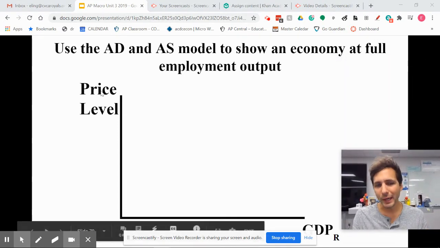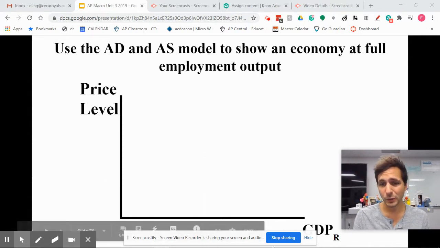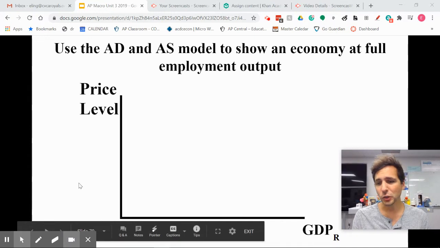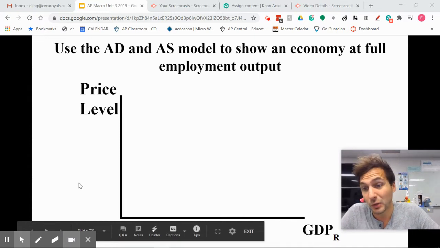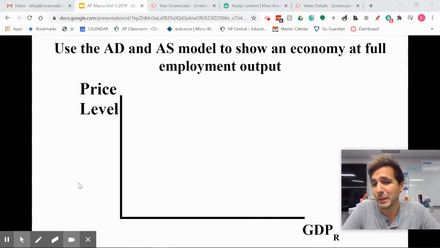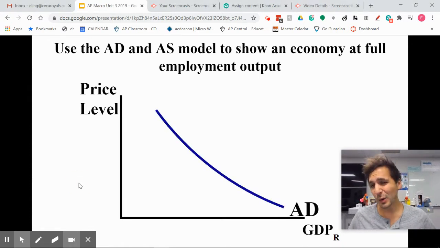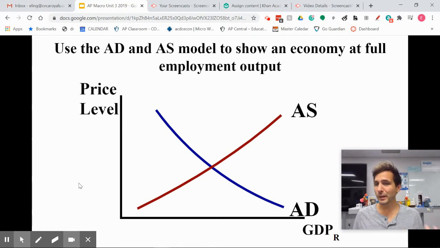Okay, so whenever you're drawing an ADAS model, and we've done this a couple of times in class, you need to draw price level on the y-axis and real GDP on the x-axis. So real GDP, you can just put GDP. GDP subscript R works as well, and RGDP works as well. Okay, so we know that aggregate demand is downward sloping. We talked about this, the real balances or the wealth effect, the idea that when price level goes up, we get poorer and poorer. We know that short run aggregate supply, which you can also just call aggregate supply, you don't have to call it SRAS.